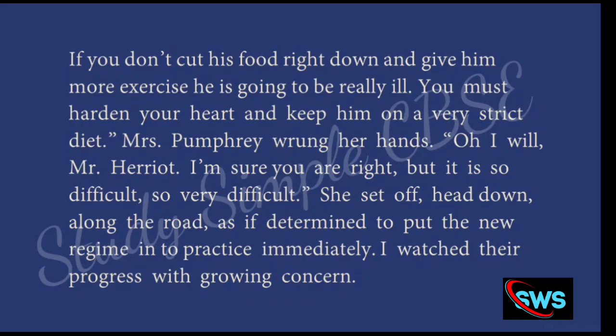Mrs. Pumphrey wrung her hands, which means she is starting to become very nervous because it is very difficult for her to be strict with her Tricky dog. Oh, I will, Mr. Harriet. I'm sure you're right, but it is so difficult, so very difficult. So the woman says to Mr. Harriet that she'll try to be as strict as possible, but she's also saying that it is very difficult for her to be so strict with her lovely dog. She's saying that it is difficult because she pampers it a lot and she loves it a lot and she can never refuse whatever the dog wants.